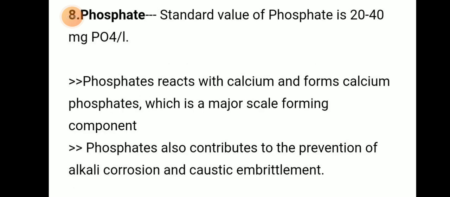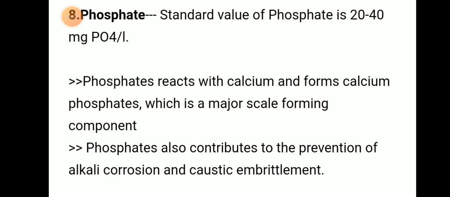Phosphate: the standard value of phosphate is 20 to 40 mg PO4 per liter. Phosphate reacts with calcium and forms calcium phosphate, which is a major scale forming component. These phosphates also contribute to the prevention of alkali corrosion and caustic embrittlement.